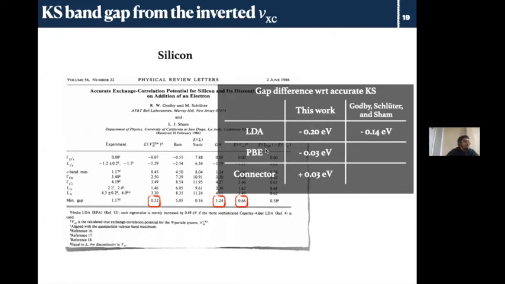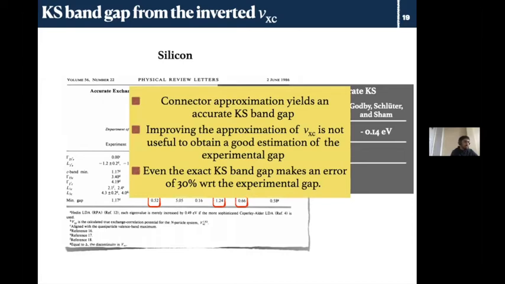We also see that PBE for silicon and the connector give a very accurate Kohn-Sham band gap. Here we come to these conclusions. The connector approximation yields an accurate Kohn-Sham band gap. And improving the approximation of VXC is not useful to obtain a good estimation of the experimental gap, because even the exact Kohn-Sham band gap makes an error of 30% with respect to the experimental gap. And here I come to my conclusion.